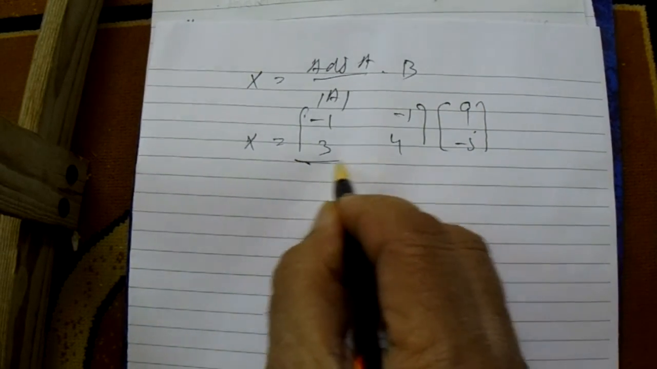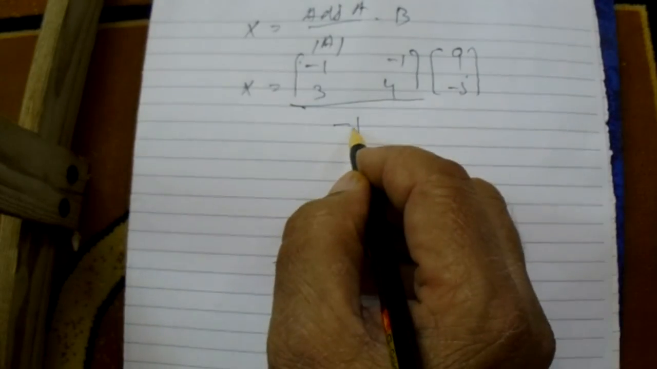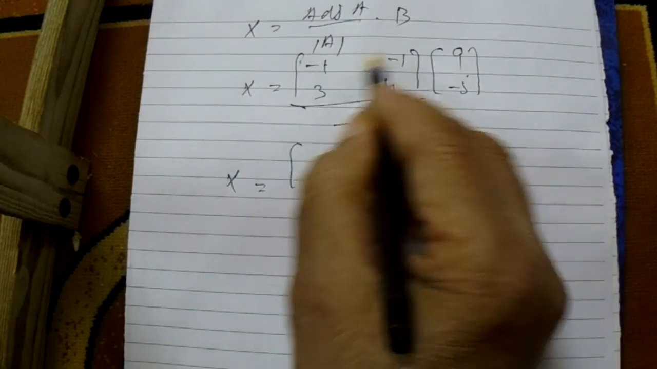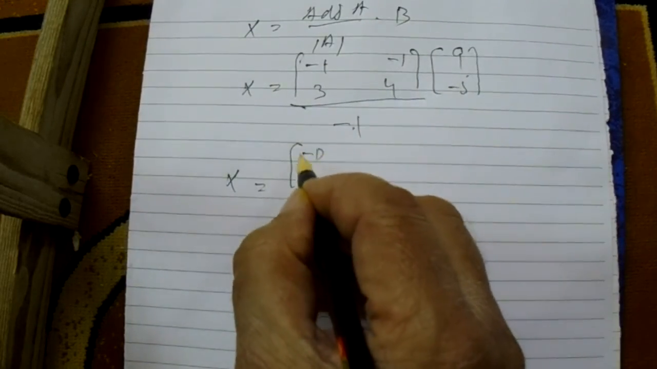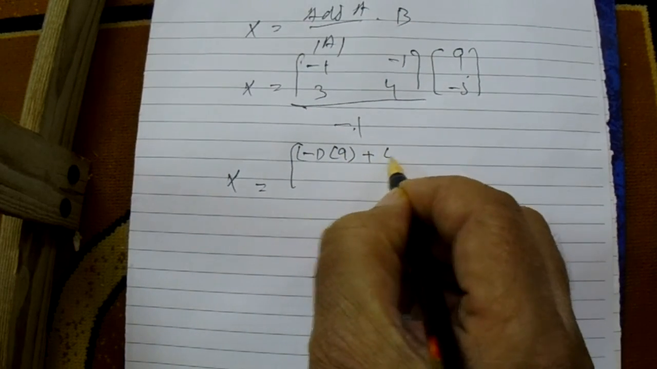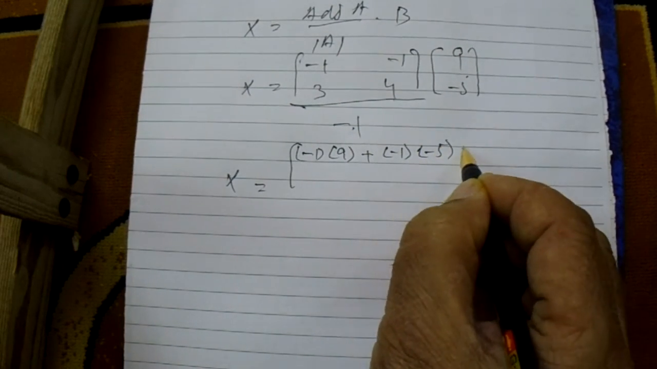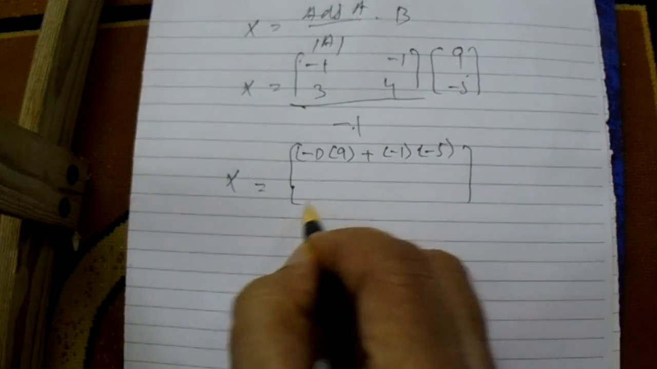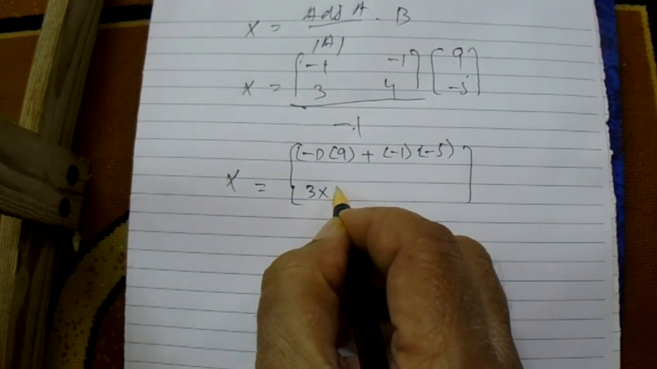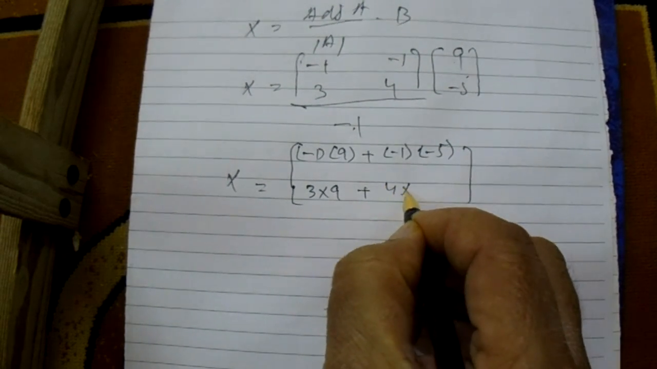Now in the denominator we write minus 1, because we have that determinant A is equal to minus 1. x is equal to, we write this multiplied by this: minus 1 multiplied by 9, and plus minus 1 multiplied by minus 5. Again here, 3 multiplied by 9, and plus 4 multiplied by minus 5.